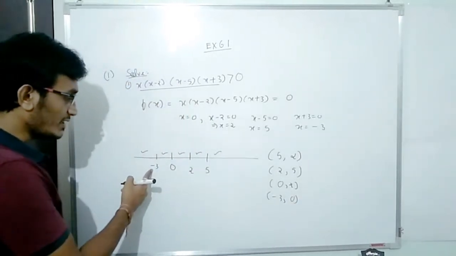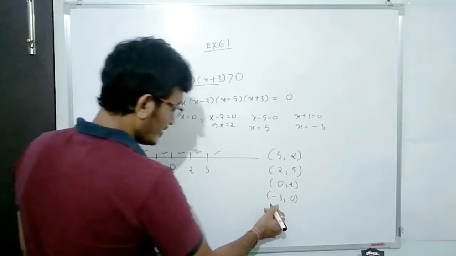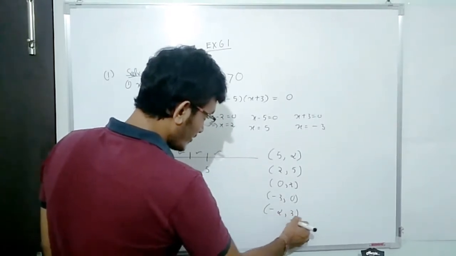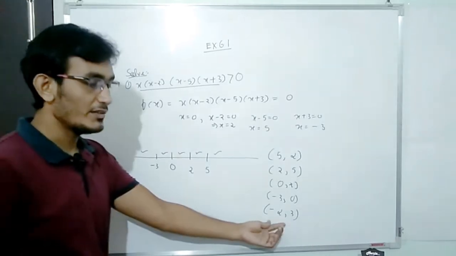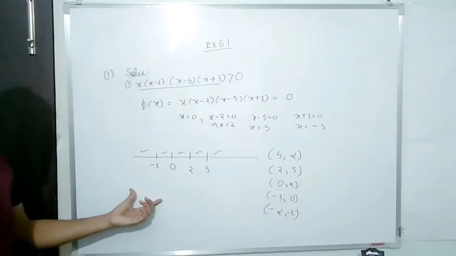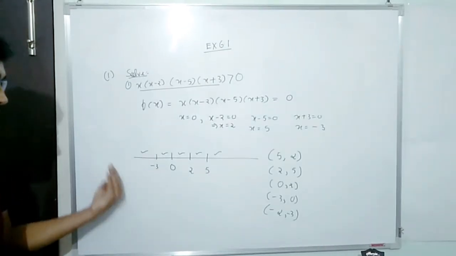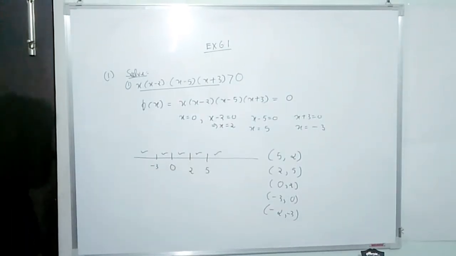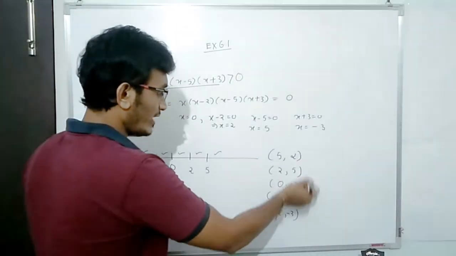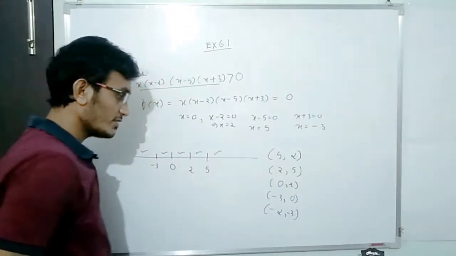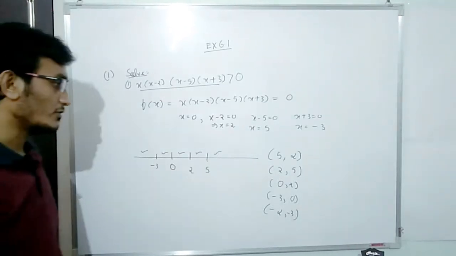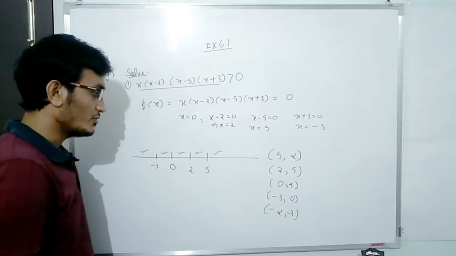Then next, we should write minus infinity to minus 3, because in this interval we should consider all the numbers which are less than minus 3. So these are the 5 disjoint intervals. Why disjoint? Because we will not get any common points among these 5 intervals. That's why these are known as disjoint intervals.